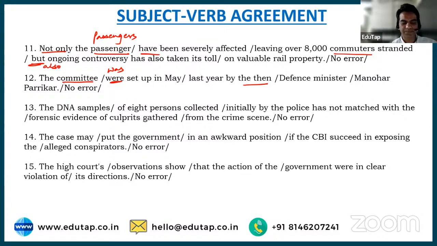The DNA samples of 8 persons collected, first of all, what is the subject? Samples are being talked about, guys. The DNA samples of 8 persons collected initially by the police has not matched or have not matched with the forensic evidence of culprits gathered from the crime scene. So samples being plural, we have to... now the student looks at the nearest word. I told you how he will confuse. Sir, with police it should be 'has', but the point is, police is not the subject. What is the subject here? Samples. So the DNA samples of 8 persons collected initially by the police, what should come here? Have not matched with the forensic evidence of culprits gathered from the crime scene. Very well done, guys.